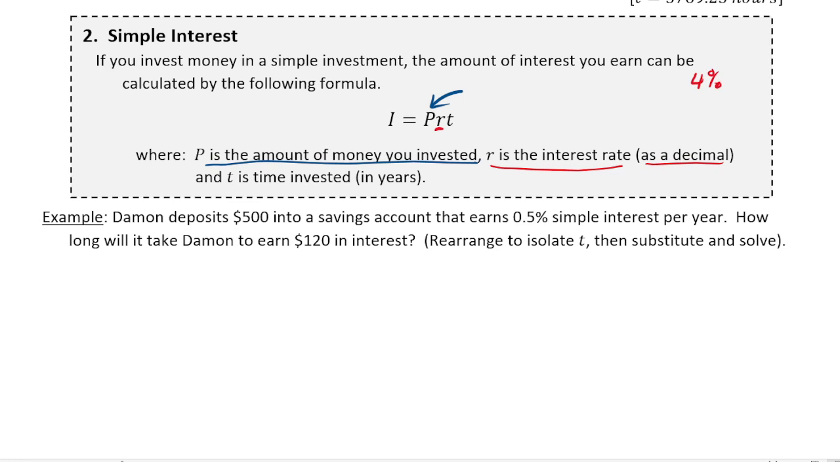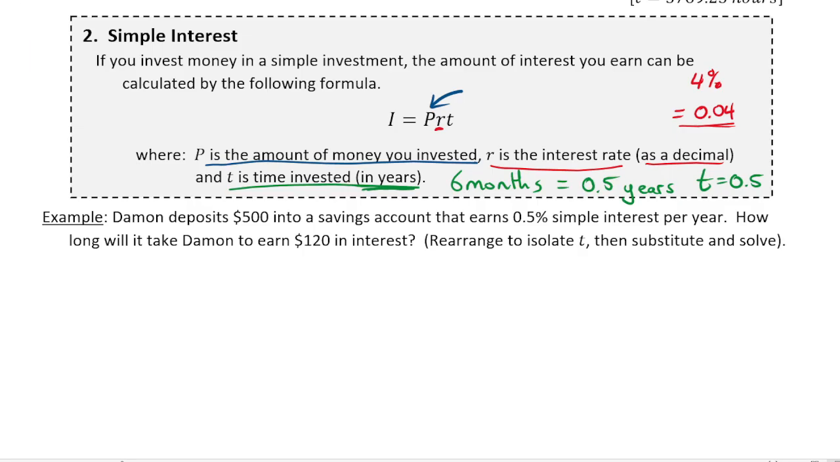So if it gives you a percent, you have to convert that to a decimal. Remember, percent means out of 100. So 4% means 4 out of 100, 0.04. So you would have to use it as a decimal. And then finally, T is how long you've invested it in years, specifically in years. So you might have to change that one too. If you invested something for 6 months, for example, that would be 0.5 years. So T would be 0.5 because it's how many years you have it invested for.